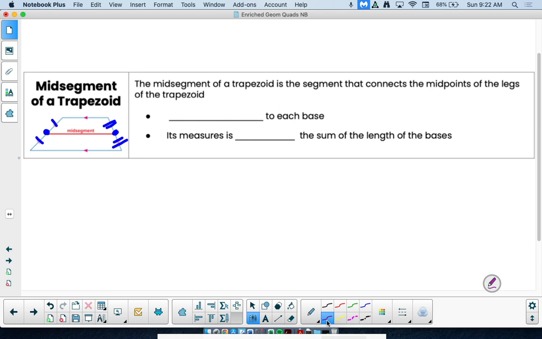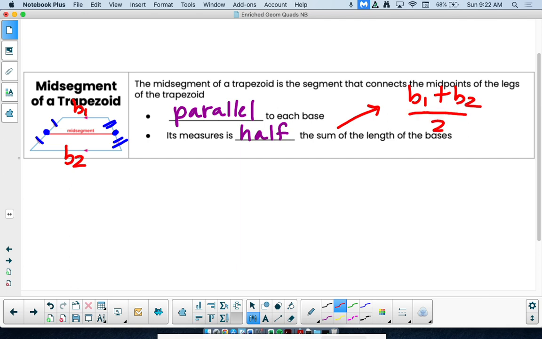Some things to know about this mid-segment. That red mid-segment is parallel to our bases, and its measure is half the sum of the lengths of the bases. I didn't give you really a ton of space for this, and I apologize, but can we label some things on here? Let's call this B1, B2 for your bases. And your little formula for this, you add your bases together, and then divide by 2. That will give you your mid-segment, okay? That's your formula. B1 plus B2 divided by 2.